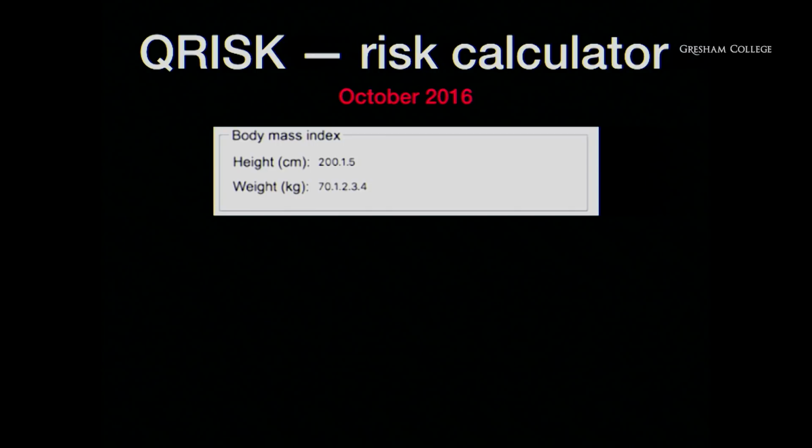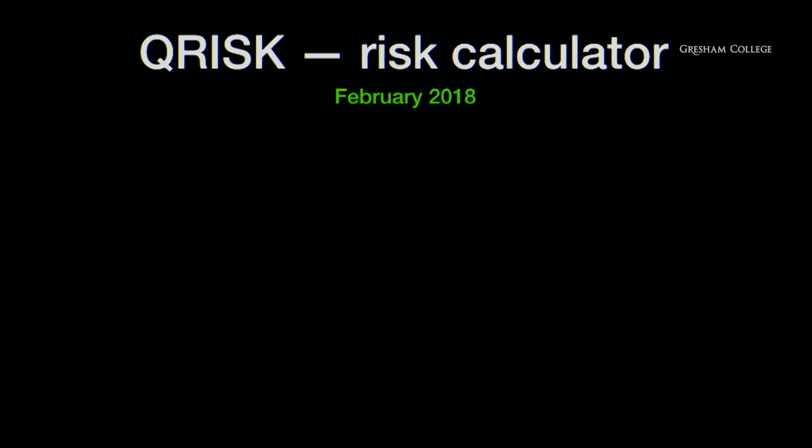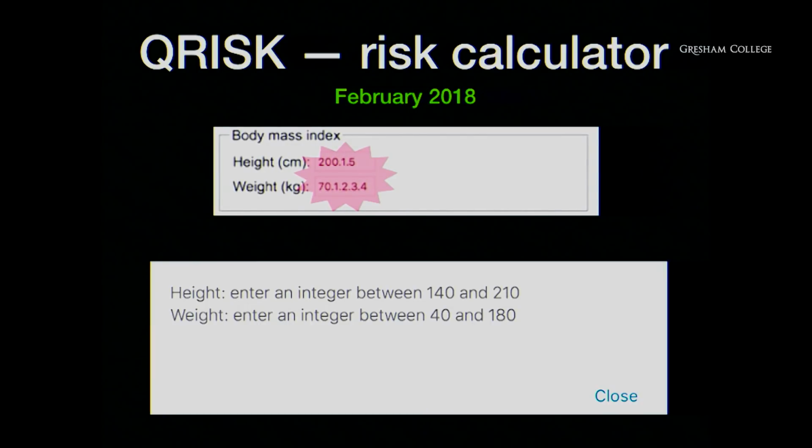So I tried it in October 2016, and just for fun, I entered rubbish as my height and weight. Okay, you can see I've entered rubbish. Now, a bug in QRisk ignored that rubbish and treated them as random numbers, and it gave me results. My risk of having a heart attack or stroke in the next 10 years is 10%. And I've published this and I've told QRisk, and I thought I should try it out, and I tried it out two days ago. So in February 2018, you can still enter rubbish, which is bizarre, but it won't give you a cardiovascular risk. It tells you that you should enter integers within these limits.